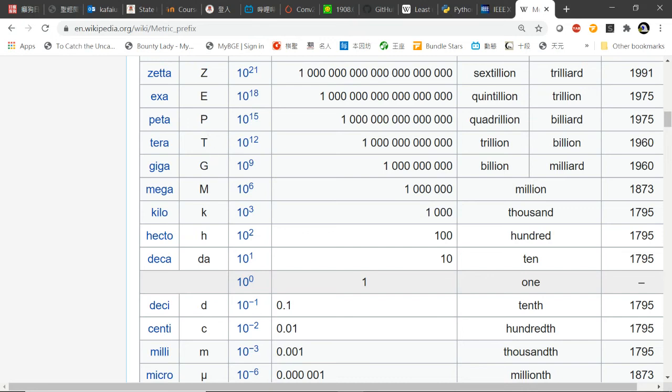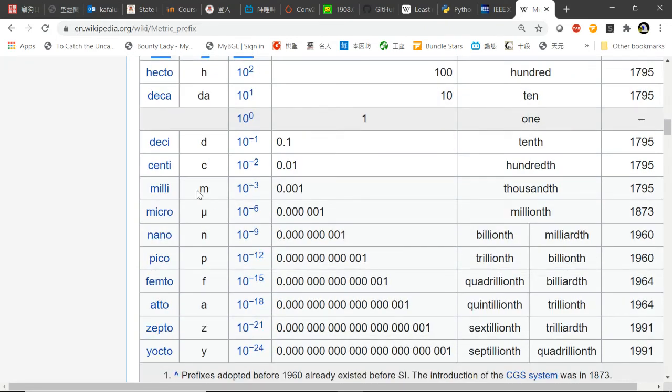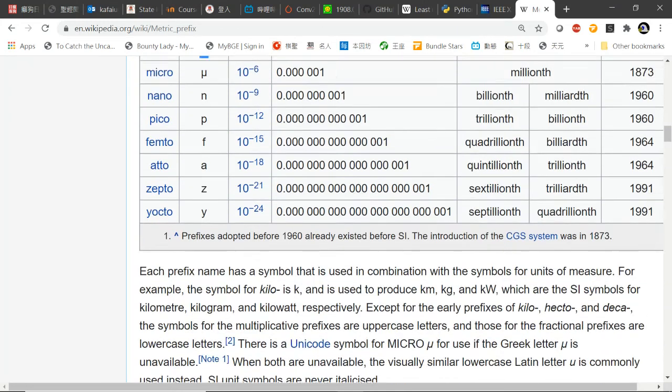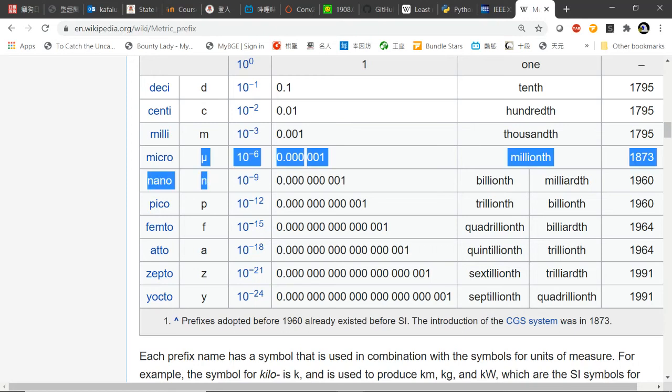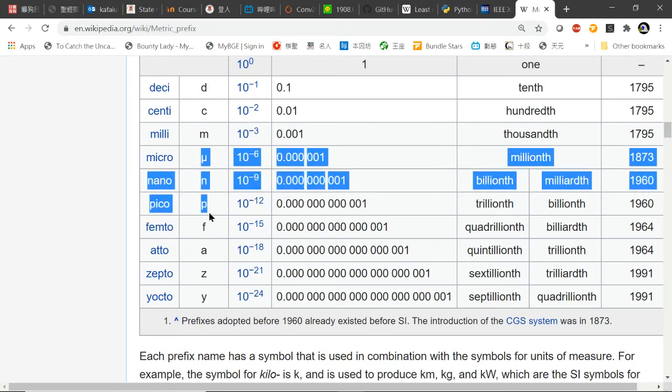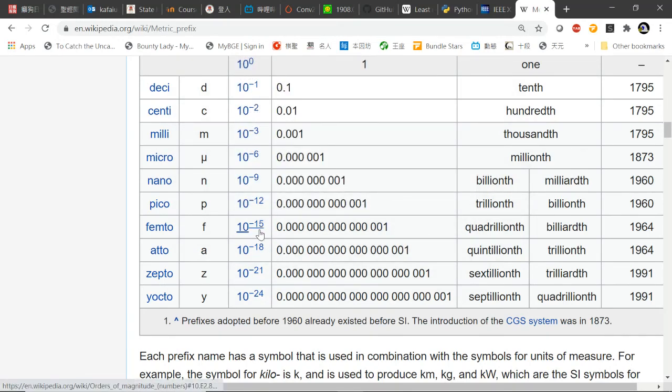I suppose all of these should be very familiar as long as you use the computer. You don't really need to memorize them. So milli, I suppose you also should know about that, millimeter, which is 10 to the minus 3 power. And I suppose you really need to memorize quite a few, up to 10 to minus 15.